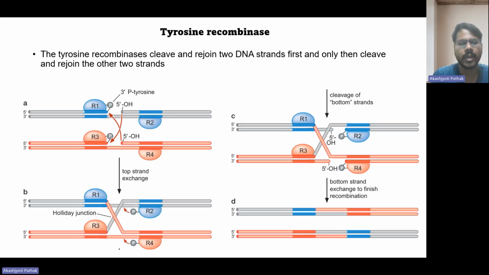Okay, now what will happen? Now this part of this strand, the upper strand, will combine with the upper strand of the lower DNA molecule, and similarly the upper strand of this lower DNA molecule will combine with the upper strand of this upper DNA molecule. So the bottom strand exchange to finish recombination. So in this way, recombinant DNA molecules are produced. Okay.